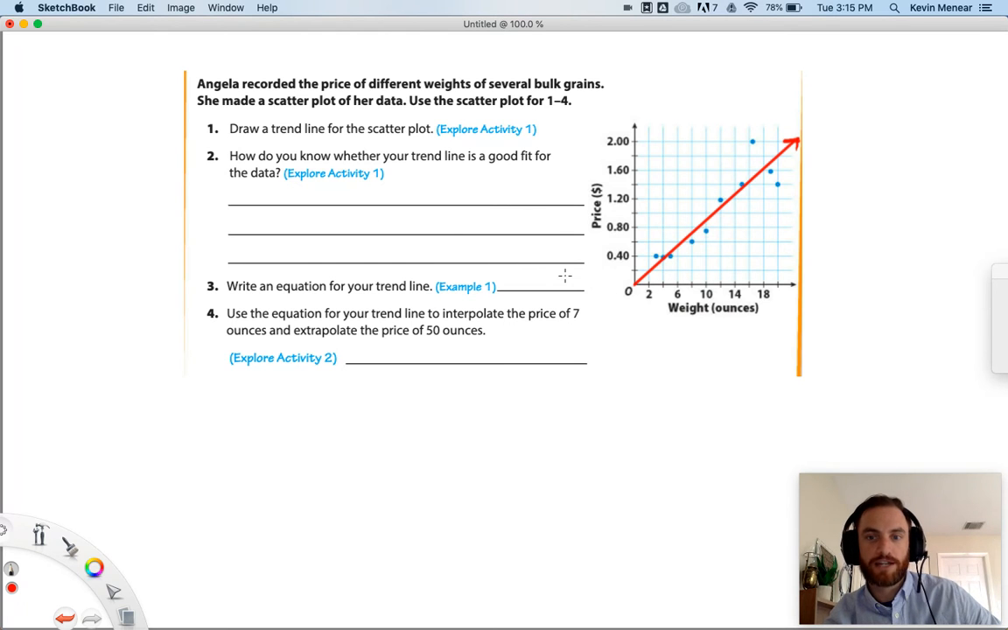Writing an equation for your trend line. Okay, again, b equals 0. Awesome. Then I'm going to find a point. Oh, here's a nice one. This would be what?